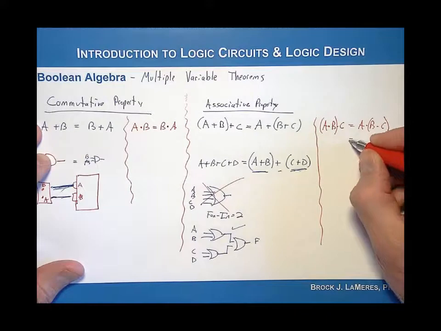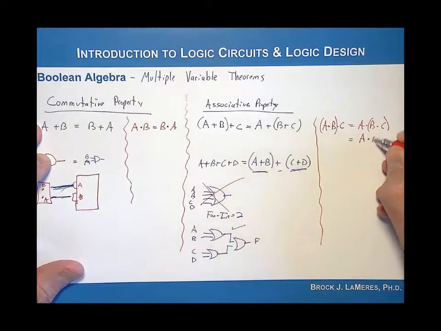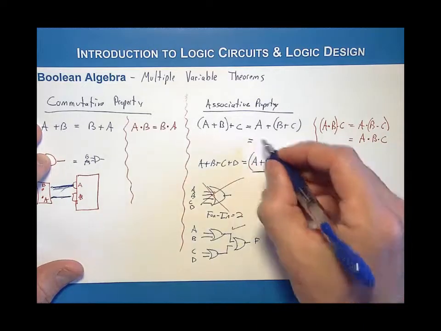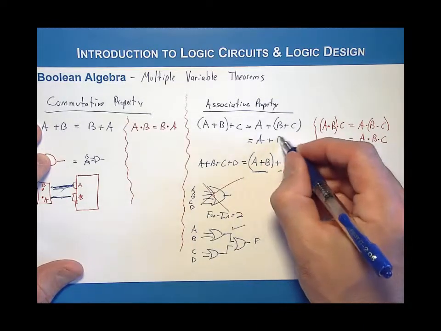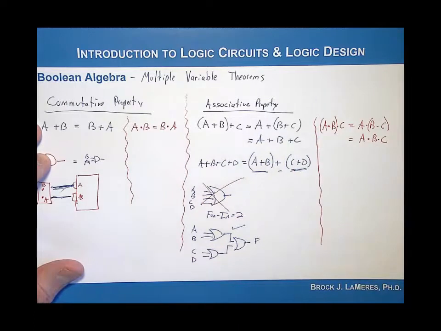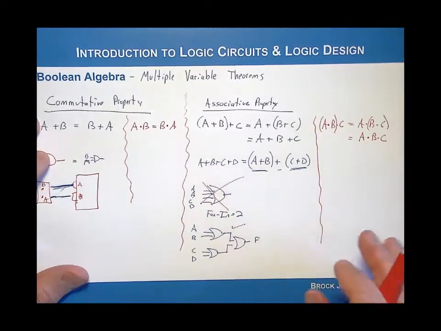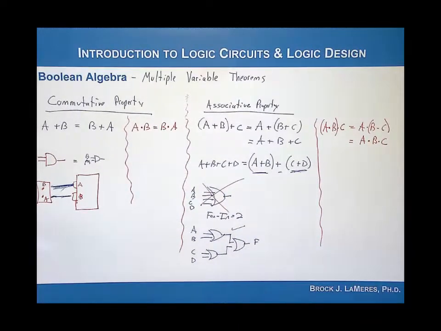What's also important about these is that this is also equal to A ANDed with B ANDed with C. So whether you have the parentheses or not. And same thing over here, this is the same as A ORed with B ORed with C. So that's part of the proof, but typically not drawn like that. So that's the associative property. And next let's take a look at the distributive property.